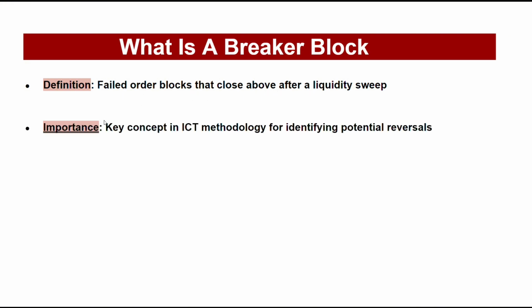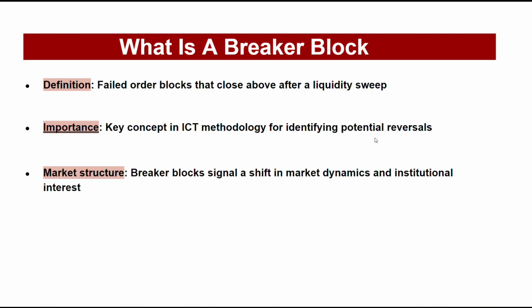Number two, why is this important? This is a key concept in ICT methodology for identifying potential reversals and ranges for those reversals. So we have to understand that in order to find a reversal, there are certain characteristics that we're going to need to notice in hindsight and then implement into the live action of markets.